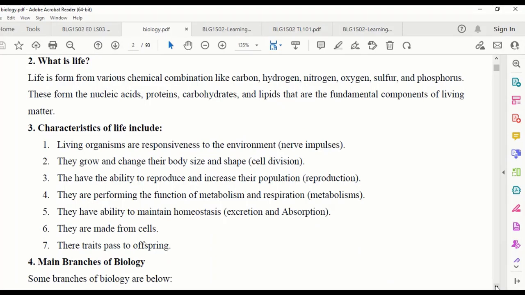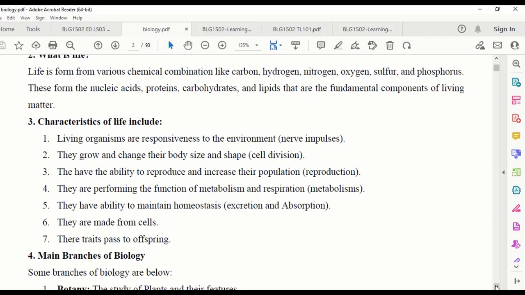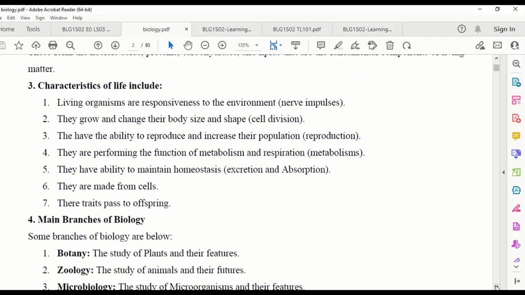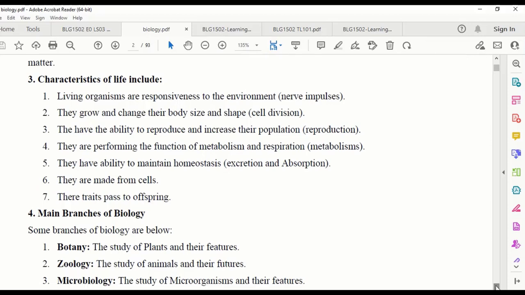They are made of cells. Their traits pass to offspring. So if you have your parents, they have traits that they both passed to you as their offspring. So biology has many branches.